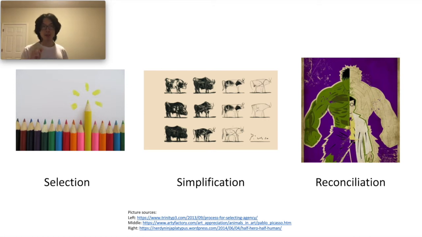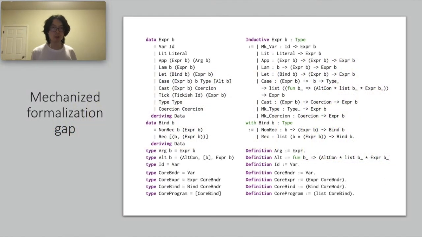That is, by introducing a formalization gap. But it's not just any formalization gap. It is a mechanized formalization gap. Let's look at an example. So here I'm showing you some code. On the left-hand side, we have some Haskell code. It's some data type definitions about the core intermediate language in GHC. Here is the expression data type.